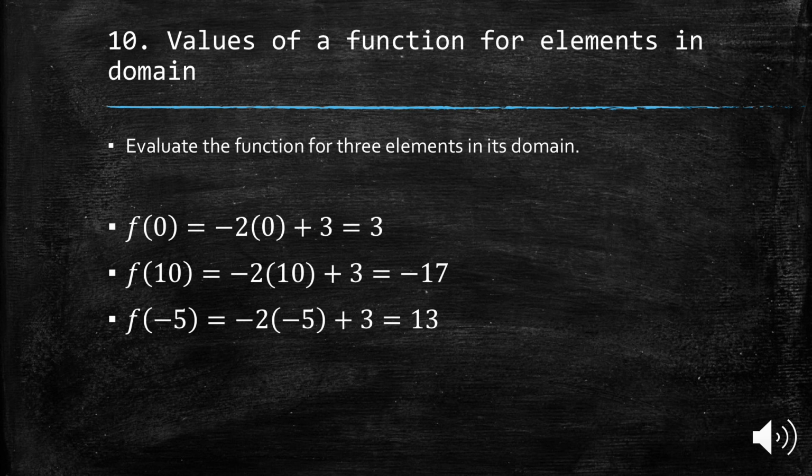0, because that's pretty easy. 10 and negative 5 give me a little bit of variety. I want to make sure I was going in both directions. And so if I plug those in, I get 3, negative 17, and 13 respectively. And that's all we need to do for this. So if you are filling this out for any other function, you just plug in whatever numbers you want.